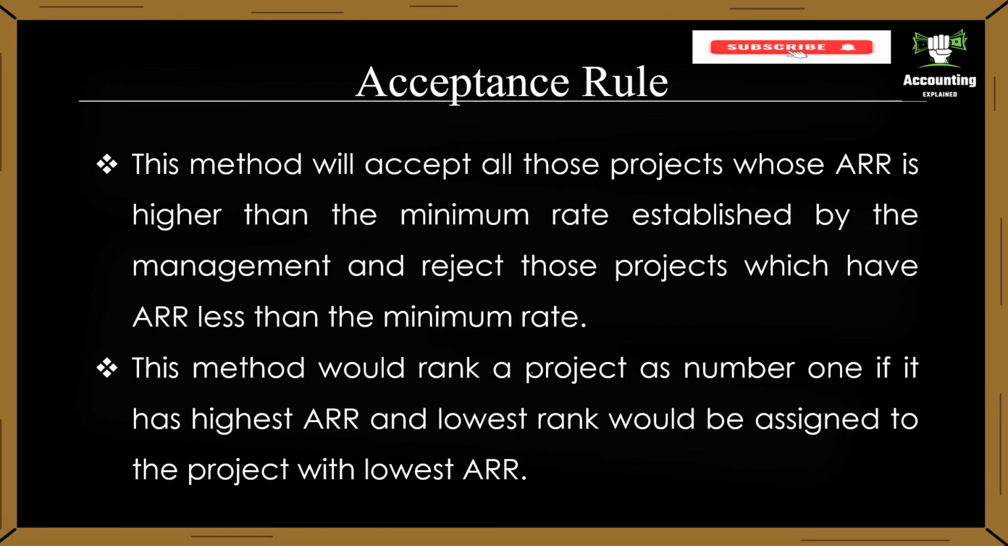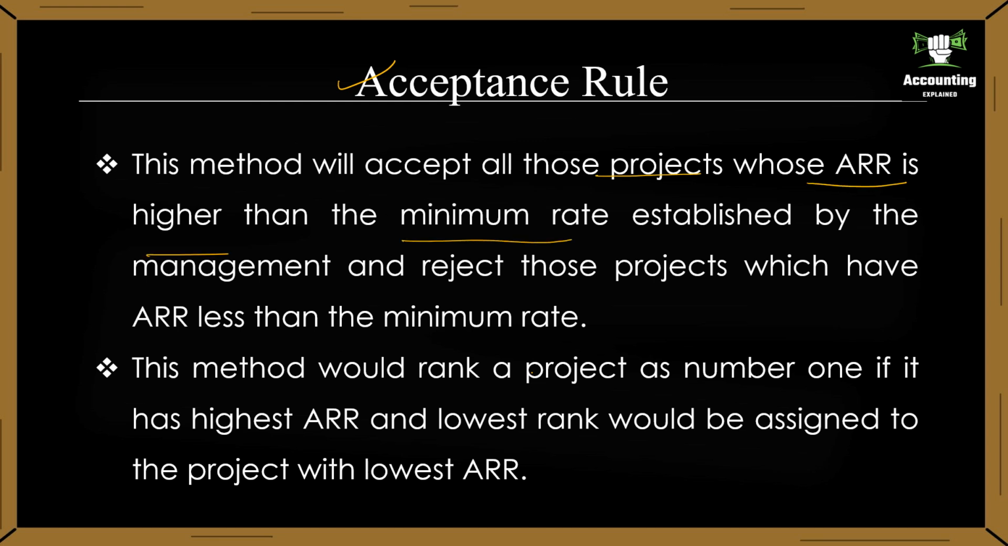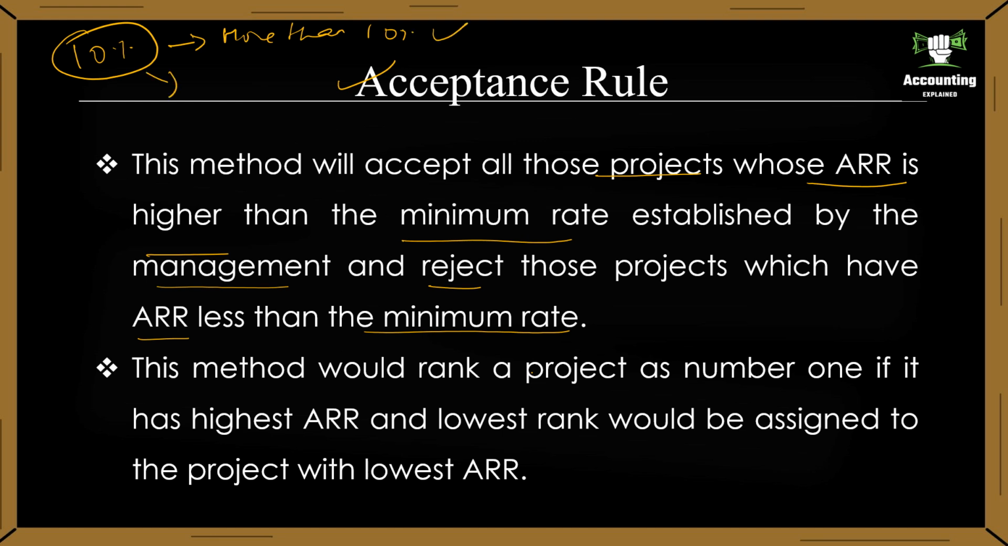Acceptance rule for ARR. This method will accept all those projects whose ARR is higher than the minimum rate established by the management and reject those projects which have ARR less than the minimum rate. Suppose the management has given the minimum rate of ARR as 10%, whichever project has more ARR, that is more than 10%, will be accepted, and if the project is going to have ARR less than 10%, then those projects will not be taken forward.